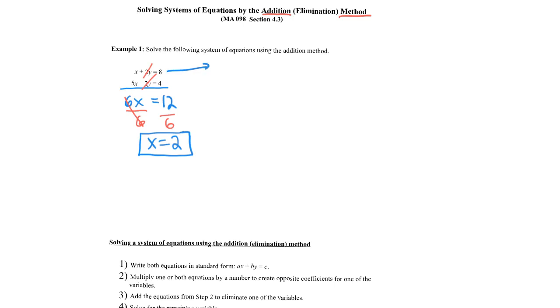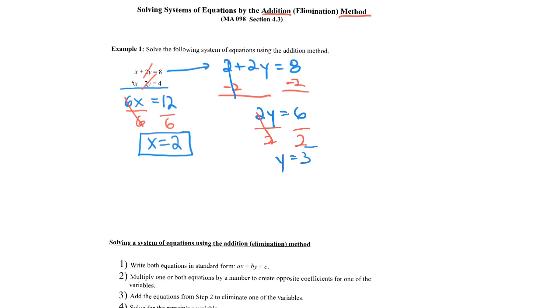So where you see an x here, I'm going to put a 2 because x equals 2. So I'll get 2 plus 2y equals 8. So now I'm solving for y. So I'm going to subtract 2 from each side. So that will cancel. We'll get 2y equals 6. And now to eliminate the 2, we divide by 2 and get y equals 3. So our solution is x equals 2, y equals 3.